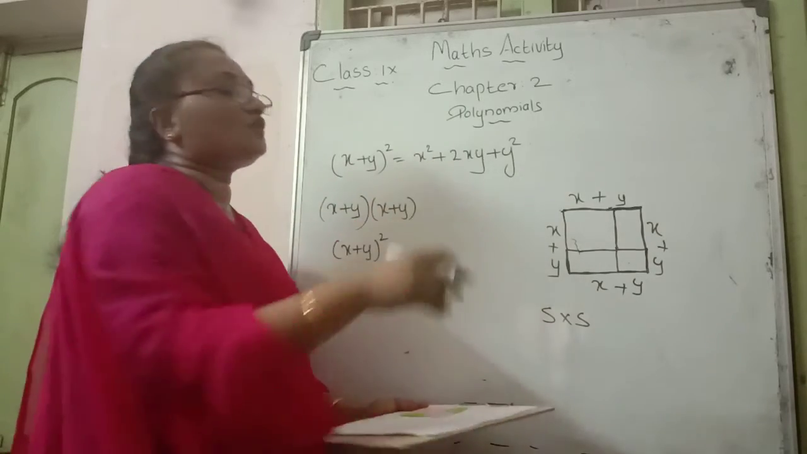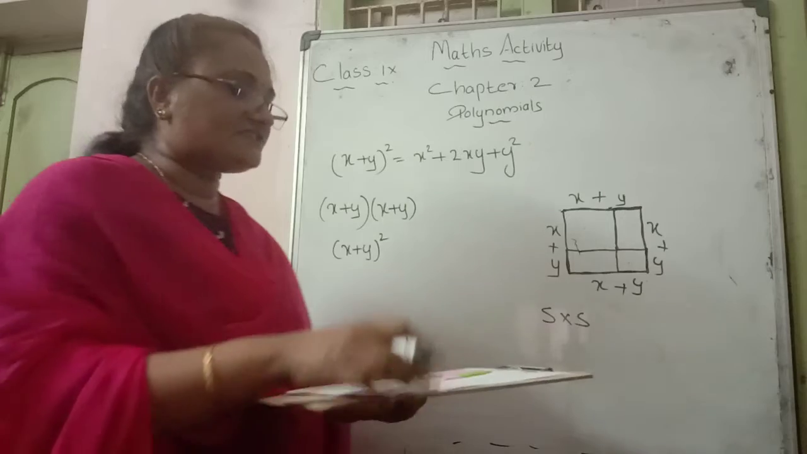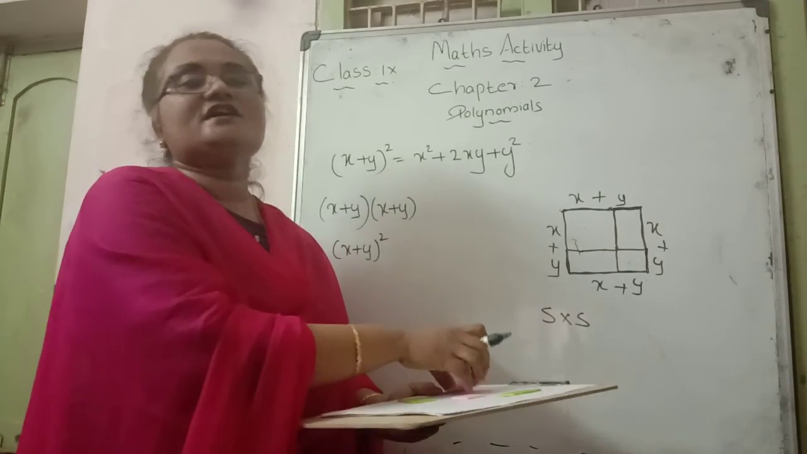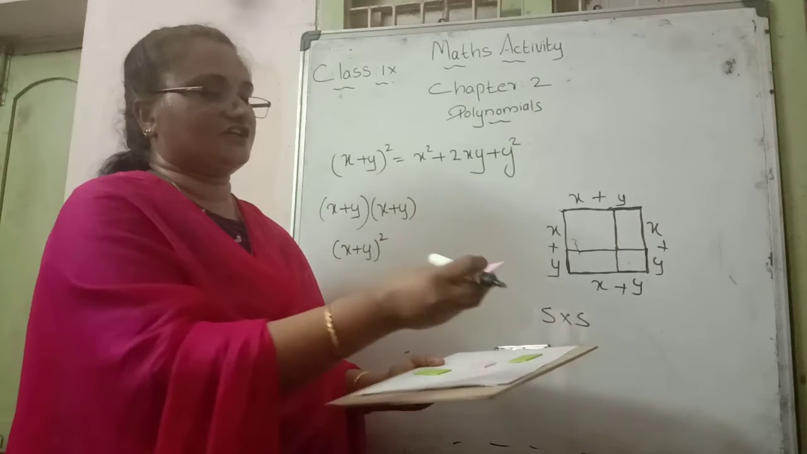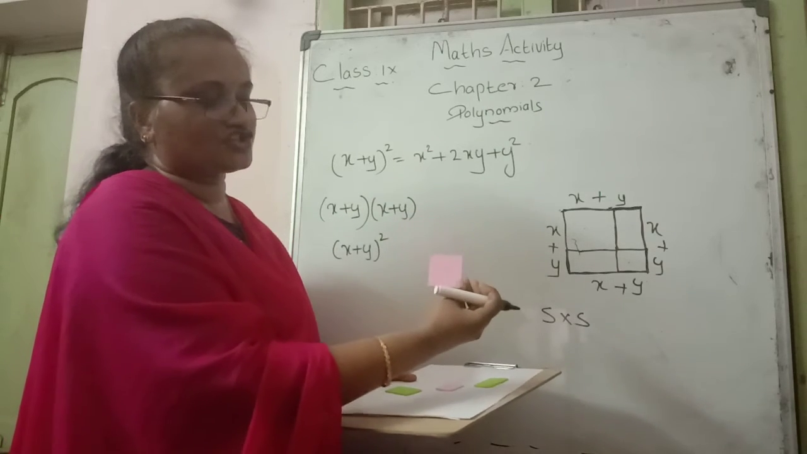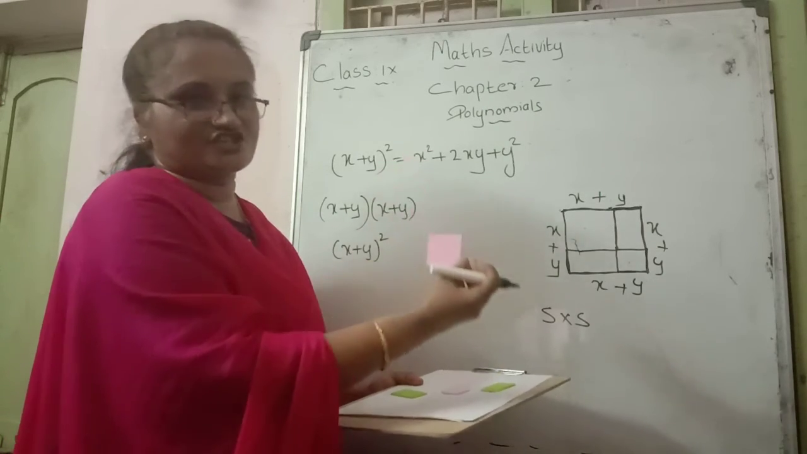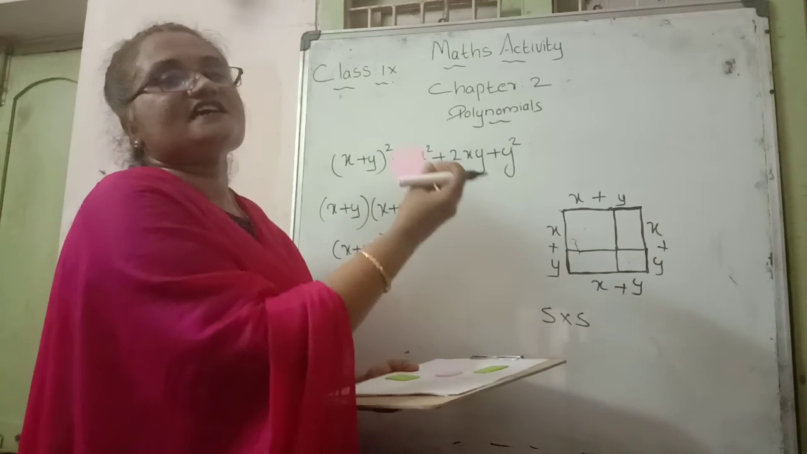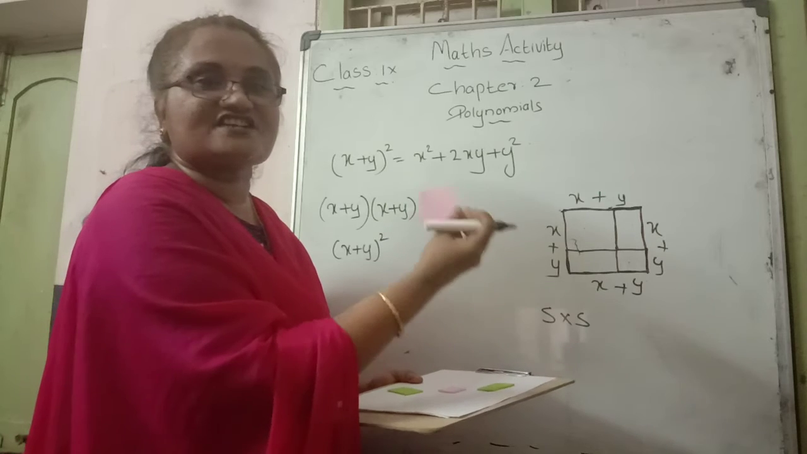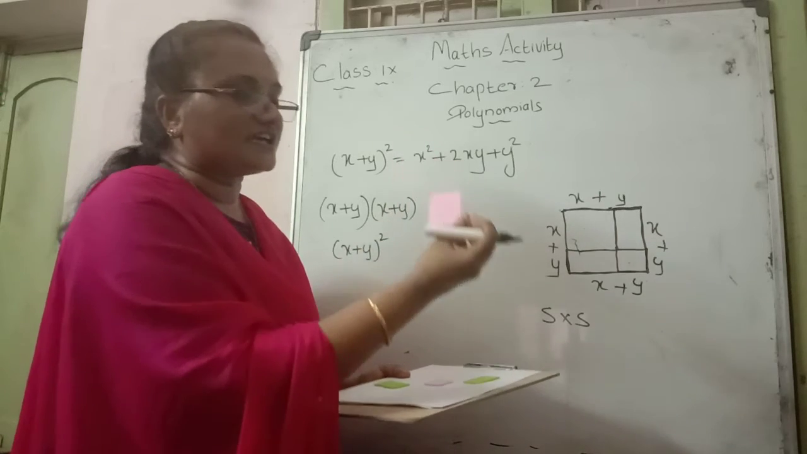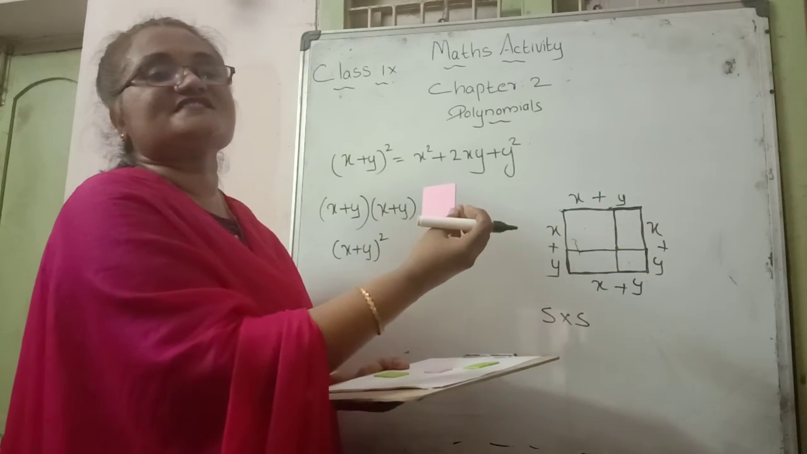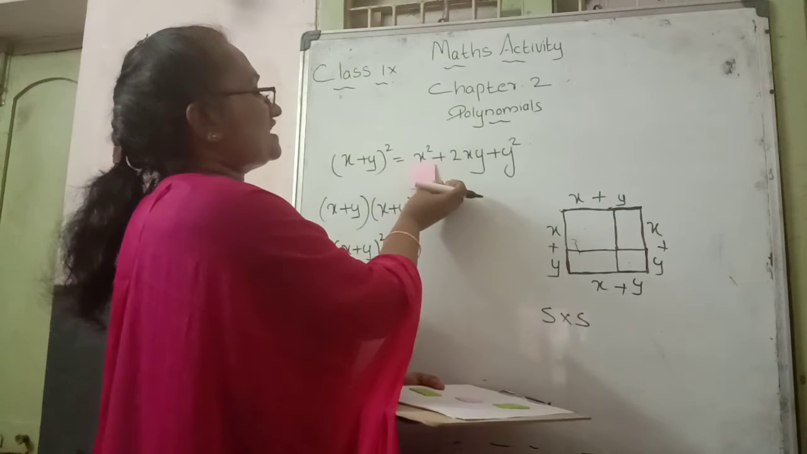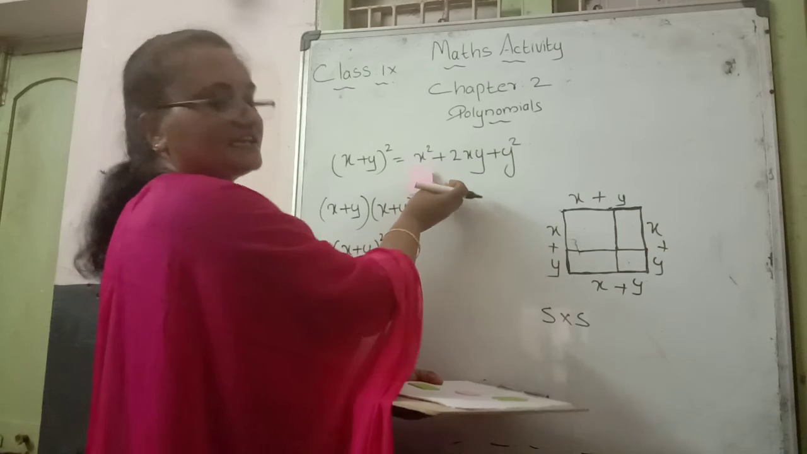Next we want to prove the right hand side. To prove the right hand side, take all the figures separately. First, which shape is this? A square. What is the measurement of its side? We consider the side of the square as x. Then what about the area of this square? Side into side, that means x into x becomes x square.